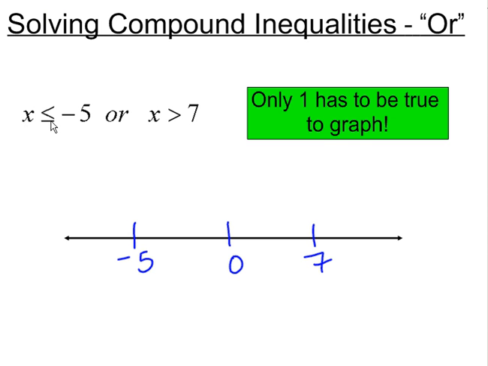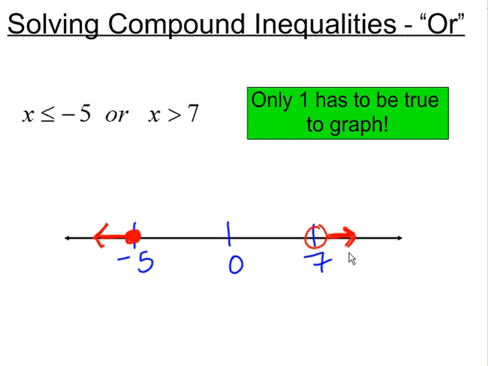Let's take a look at x is less than or equal to -5. So we need a closed circle on -5. And we know numbers less than -5 are to the left. Okay, so far so good. And over here, where x is greater than 7, we're going to put an open circle at 7, and greater than numbers are found to the right. So we're going to go over to the right.